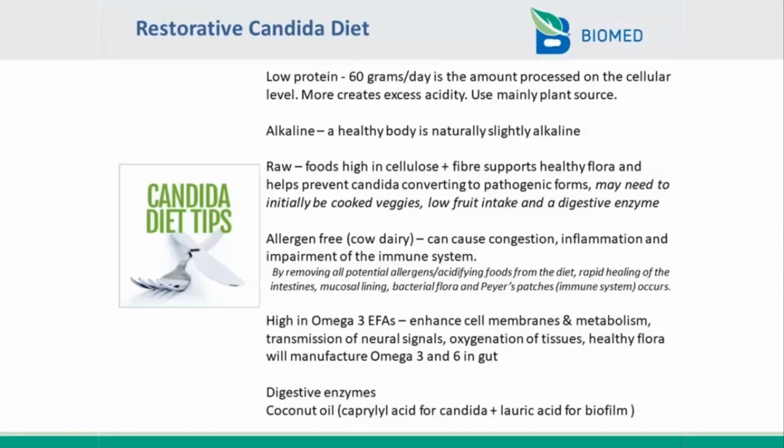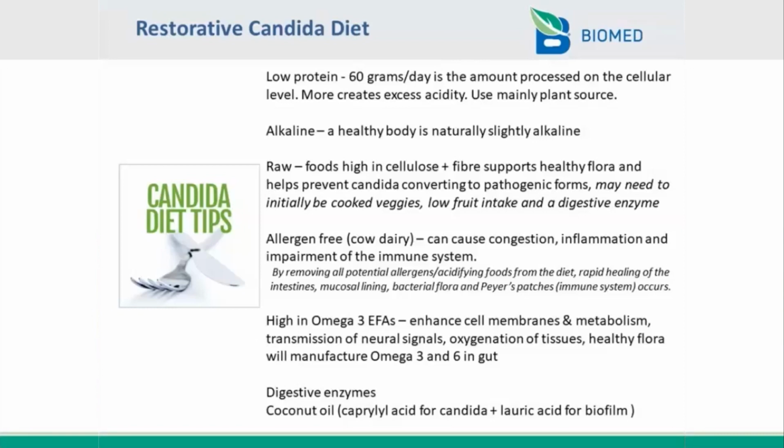This diet also tends to be allergen-free, specifically cow dairy, because it can cause a lot of congestion, inflammation, and impair the immune system or put a bigger strain on the immune system. And we're trying to repair the immune system, not strain it and stress it more. So basically, by removing potential allergens or acidifying food from the diet, the intestines are able to heal, the mucus lining is able to heal and become more robust. It supports the healthy bacterial flora and the Peyer's patches, which Angela just talked about in that really cool diagram.